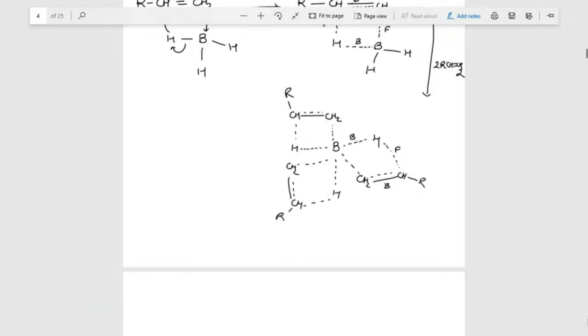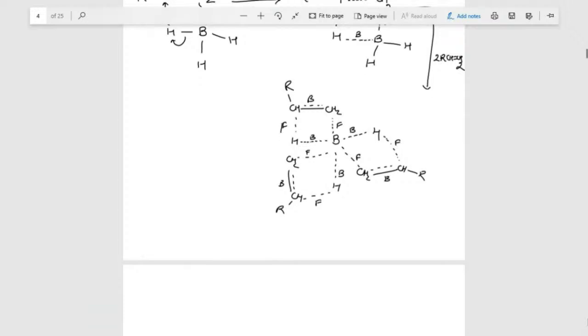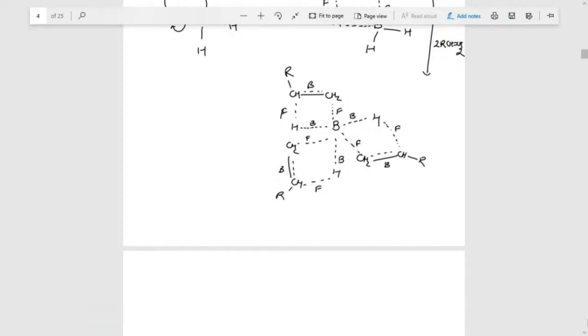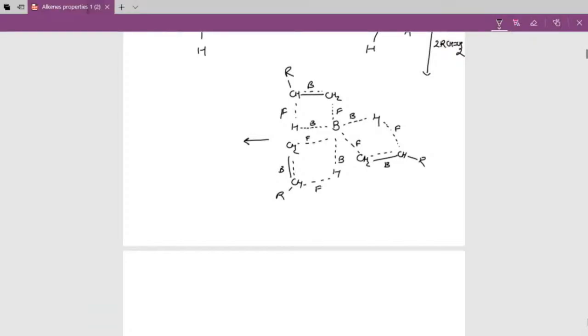Formation, breakage, formation. As you can see, in a cyclic transition state, there are always alternate settings of bond breakage, formation, breakage, formation. Break, form, break, form. Now, I cannot write this crowded transition state every time. So, we are adjusting ourselves to this different form of writing.